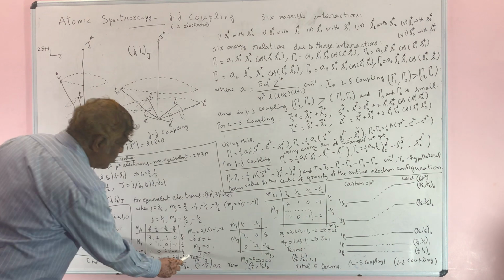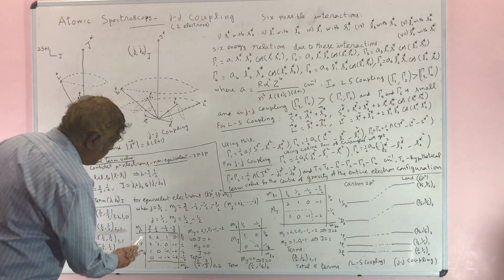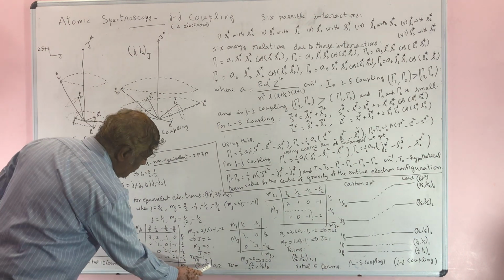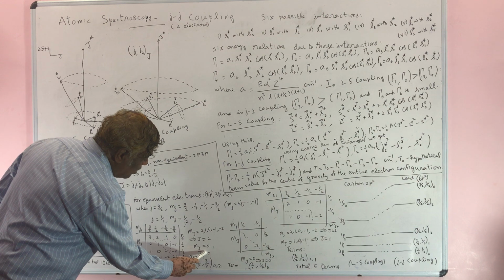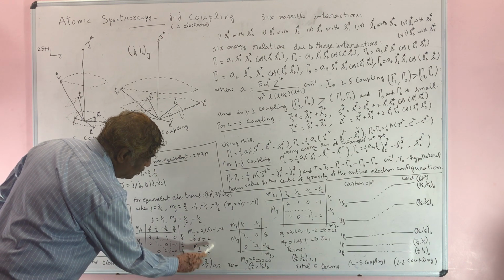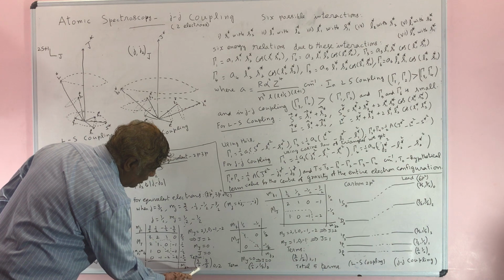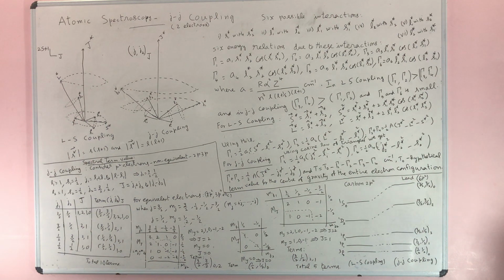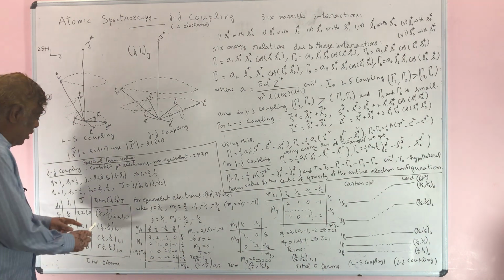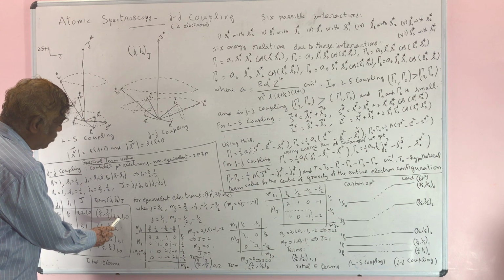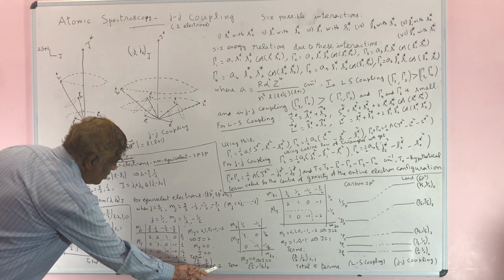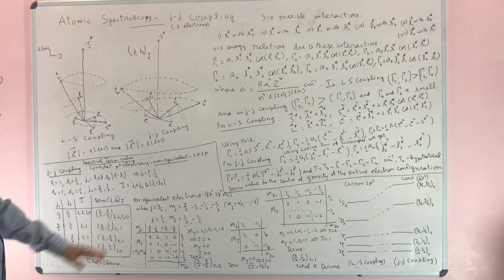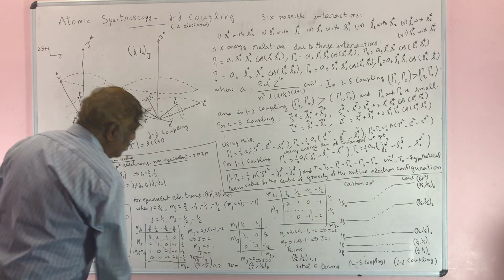Therefore, the term values are: we are considering J1 equal to 3 by 2, J2 also 3 by 2. The possible values of capital J are 0 and 2 only. So 3 by 2, 3 by 2, 0, 2. For non-equivalent electrons, there are 4 levels: 3 by 2, 3 by 2, 3, 2, 1, 0. Here only 0 and 2 are allowed for capital J, so the 3 and 1 are forbidden. So these are the only 2 term values.